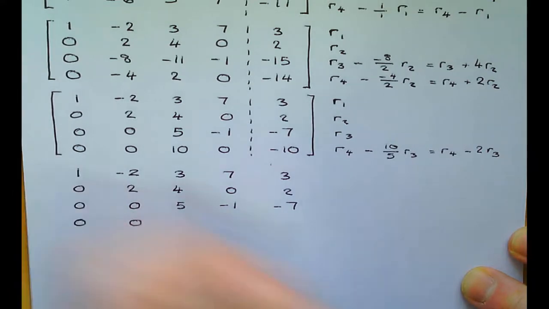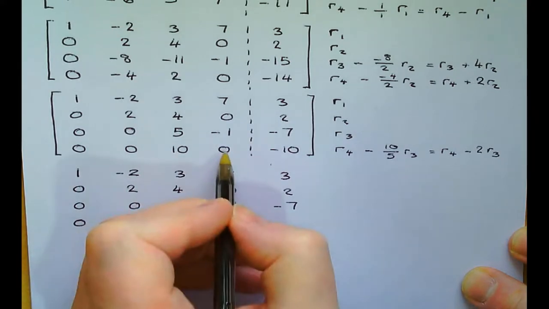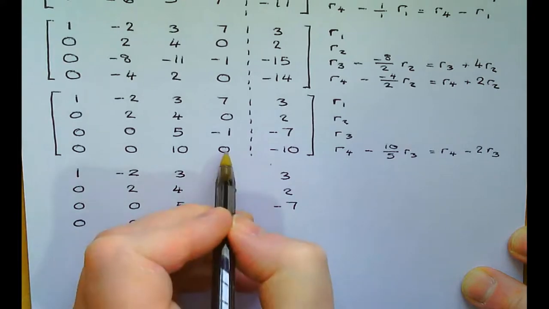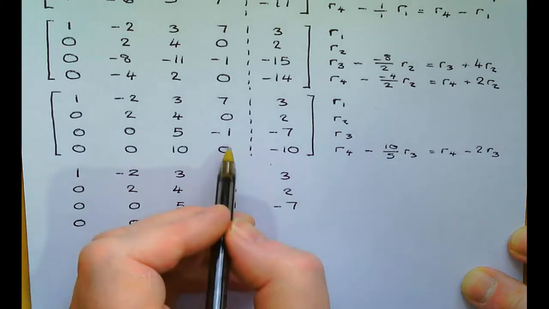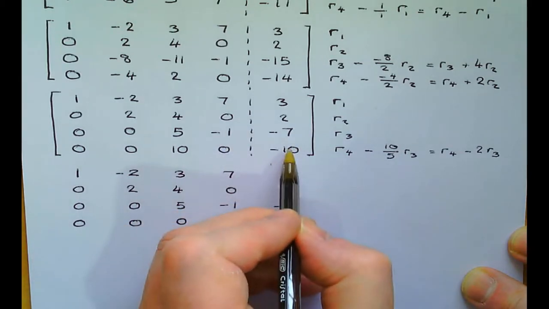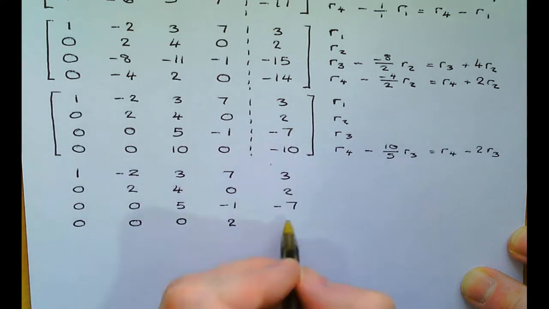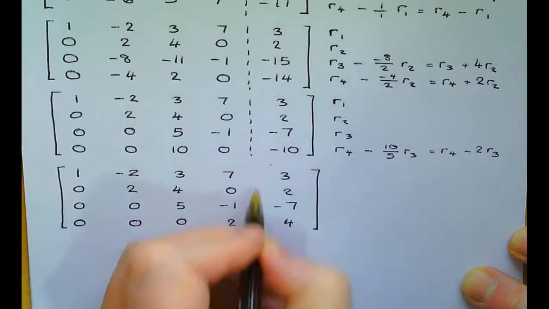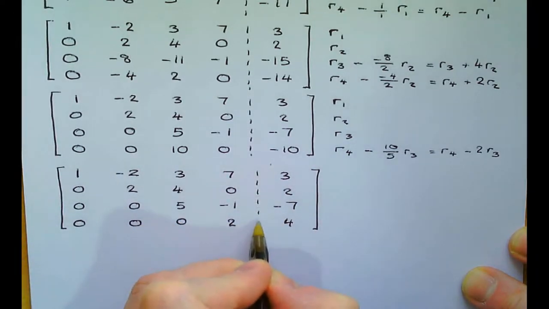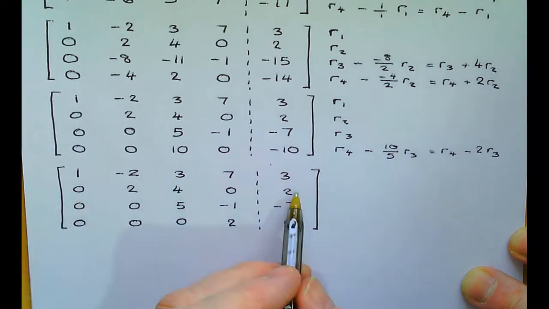We keep those 2 zeros. We have 10 minus twice 5, 10 minus 10. We have 0 minus twice minus 1, 0 plus 2. Yes, we've destroyed the 0 here, but it was not one of the zeros that we worked hard to create. Minus 10 plus 14, that gives us 4. So now we've used Gaussian elimination to get our augmented matrix into upper triangular form.